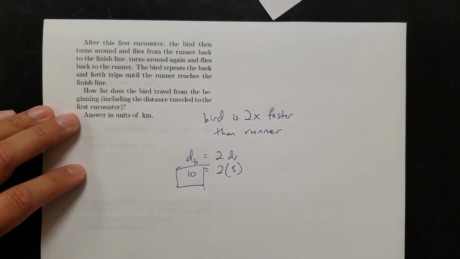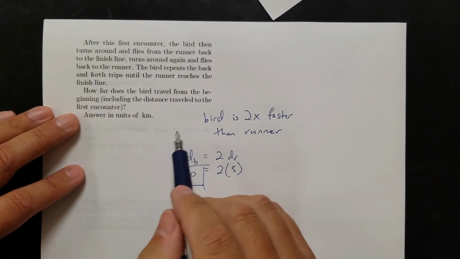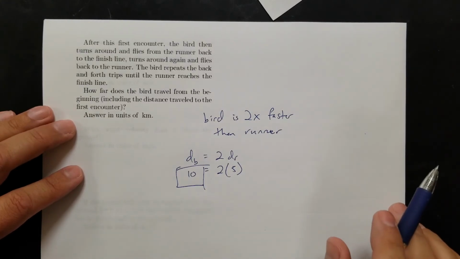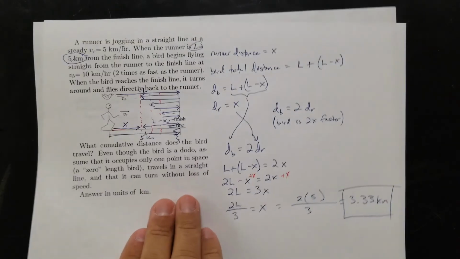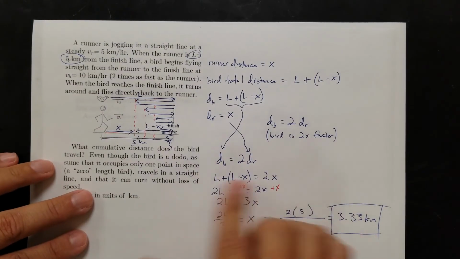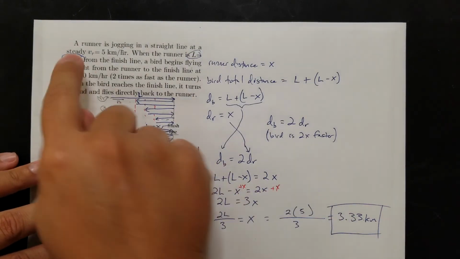Seems like a complicated problem. It's really not, because the key here is they're traveling at constant velocities. Constant velocities makes life easy, right? Not terrible. Just a matter of setting up a fraction, plugging in your values, and solving.